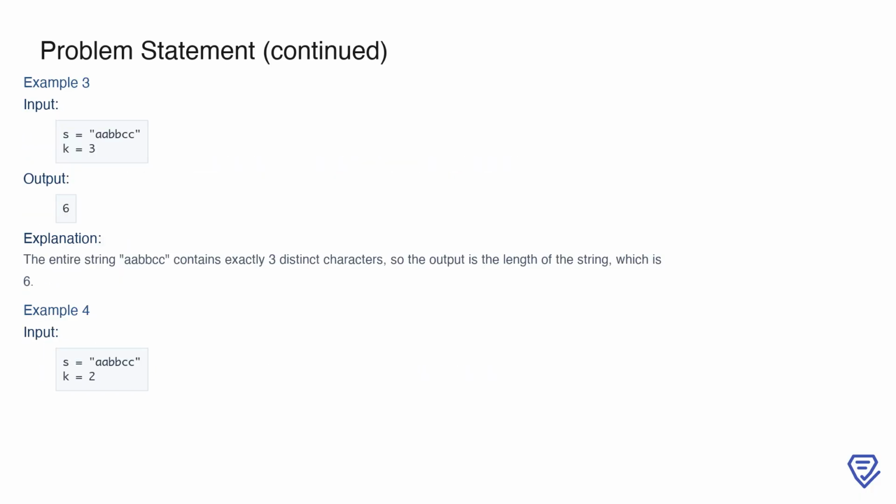Now, consider the input S equals "AABBCC" and k equals 3. The output in this case is 6 because the entire string contains exactly 3 distinct characters, which is equal to k. Therefore, the length of the longest substring is the same as the length of the string, which is 6. On the other hand, if the input is S equals "AABBCC" and k equals 2, the result is different. Here, the output is 4, as the longest substring with at most 2 distinct characters can be either "AABB" or "BBCC", both of which have a length of 4.